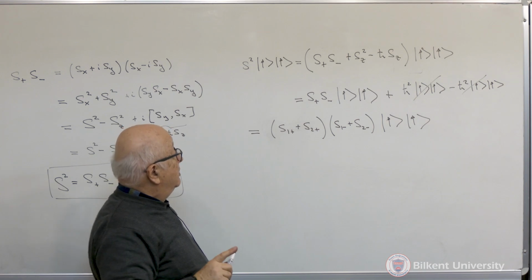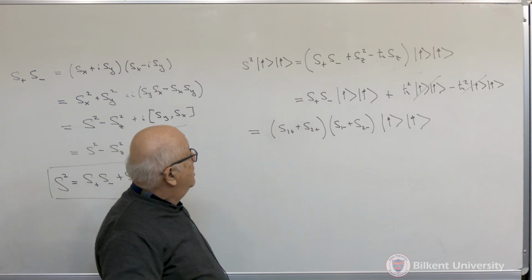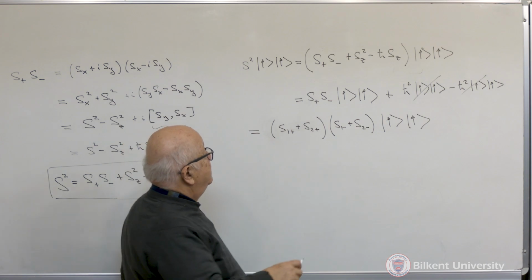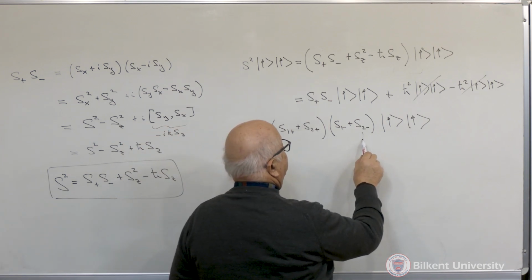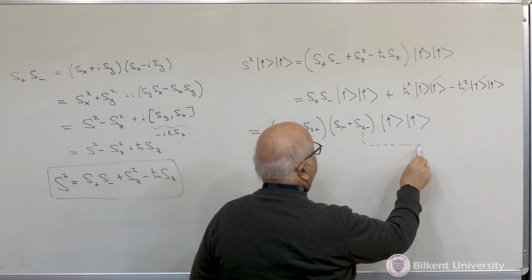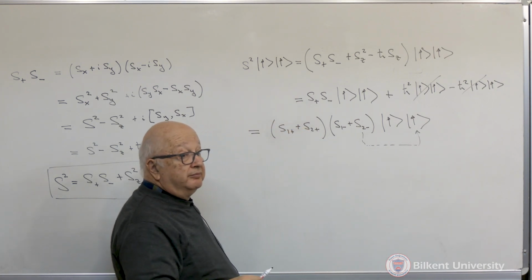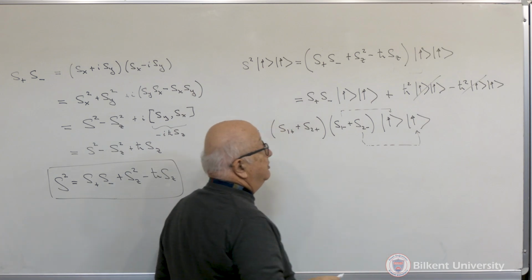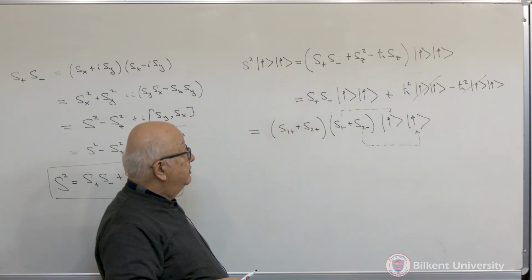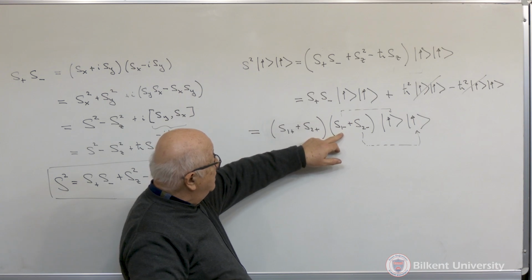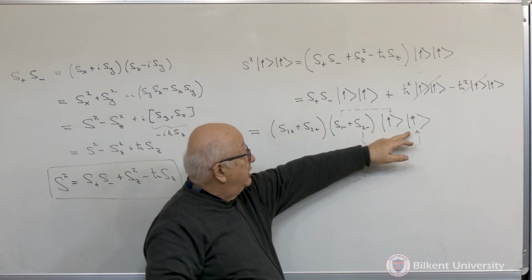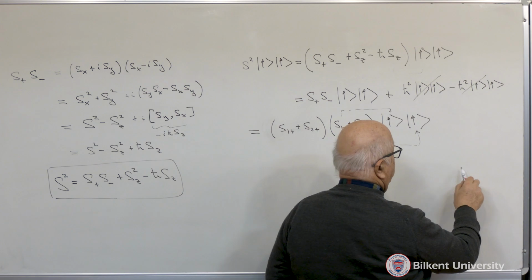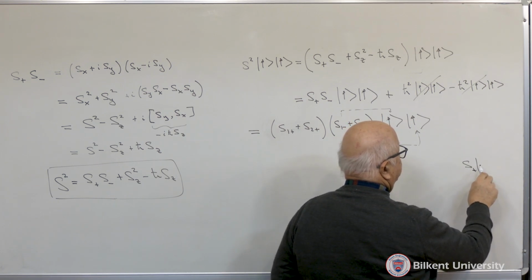Okay, now I really need help. So first of all, let's see. I have this thing which will operate on that, right? And that one will operate on that, right? The first, the one with index 1 operates on that, the one with index 2 operates on that. You remember what the S plus and S minus operating on these things are, okay?